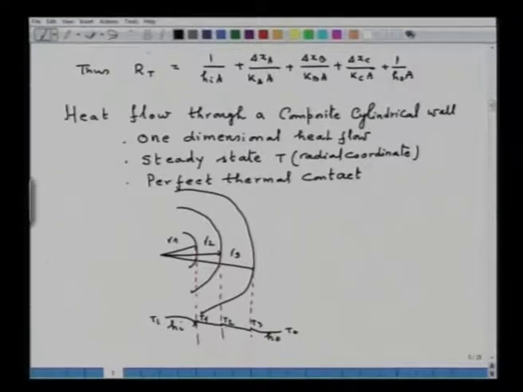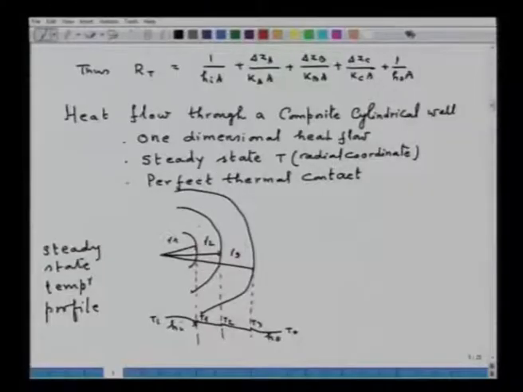So, this is in fact a steady state temperature profile through a composite wall of different thicknesses and different thermal conductivities. So, let us take the conductivity of this as K1 and the conductivity of this as K2.